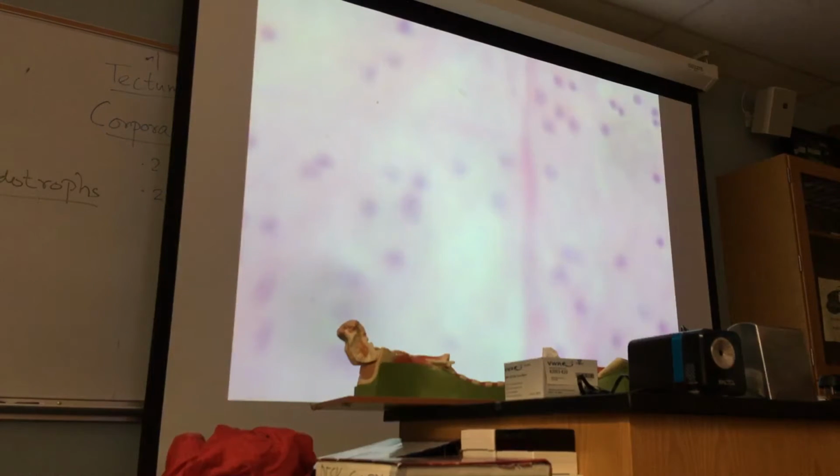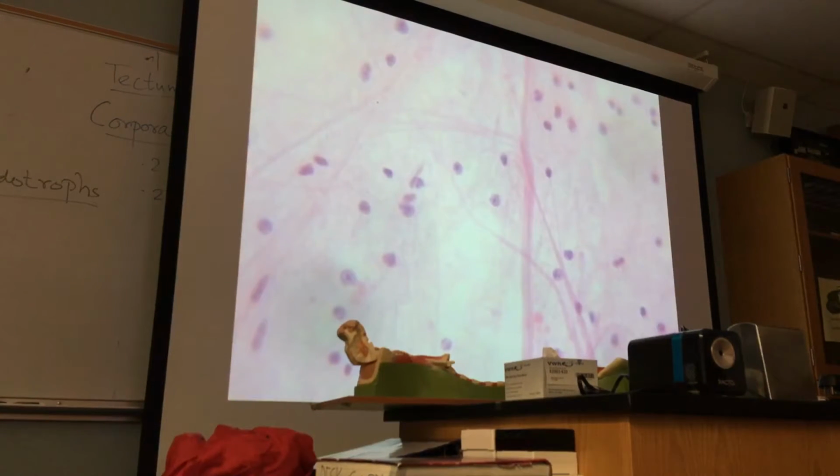There you go. Can you see these two here? 1, 2. These are axon collaterals. They are coming off this axon.